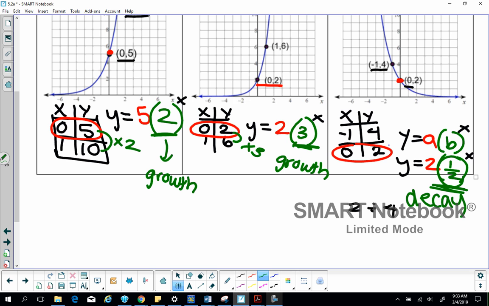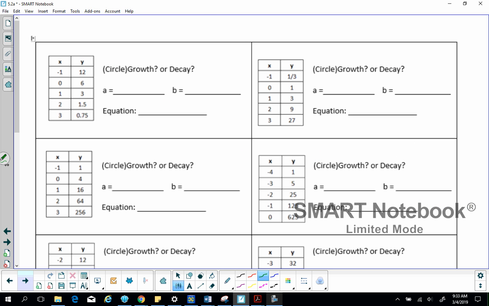That's half the lesson. The second half of the lesson is writing it from tables, which you did this morning. So I'm going to go to these tables you already did this morning. Now you're just filling in A and B. So first I look and I go, okay, is it growing or decaying? Looking at this table right here, it's decaying because it's going down, right? So I know that B has got to be something less than 1.